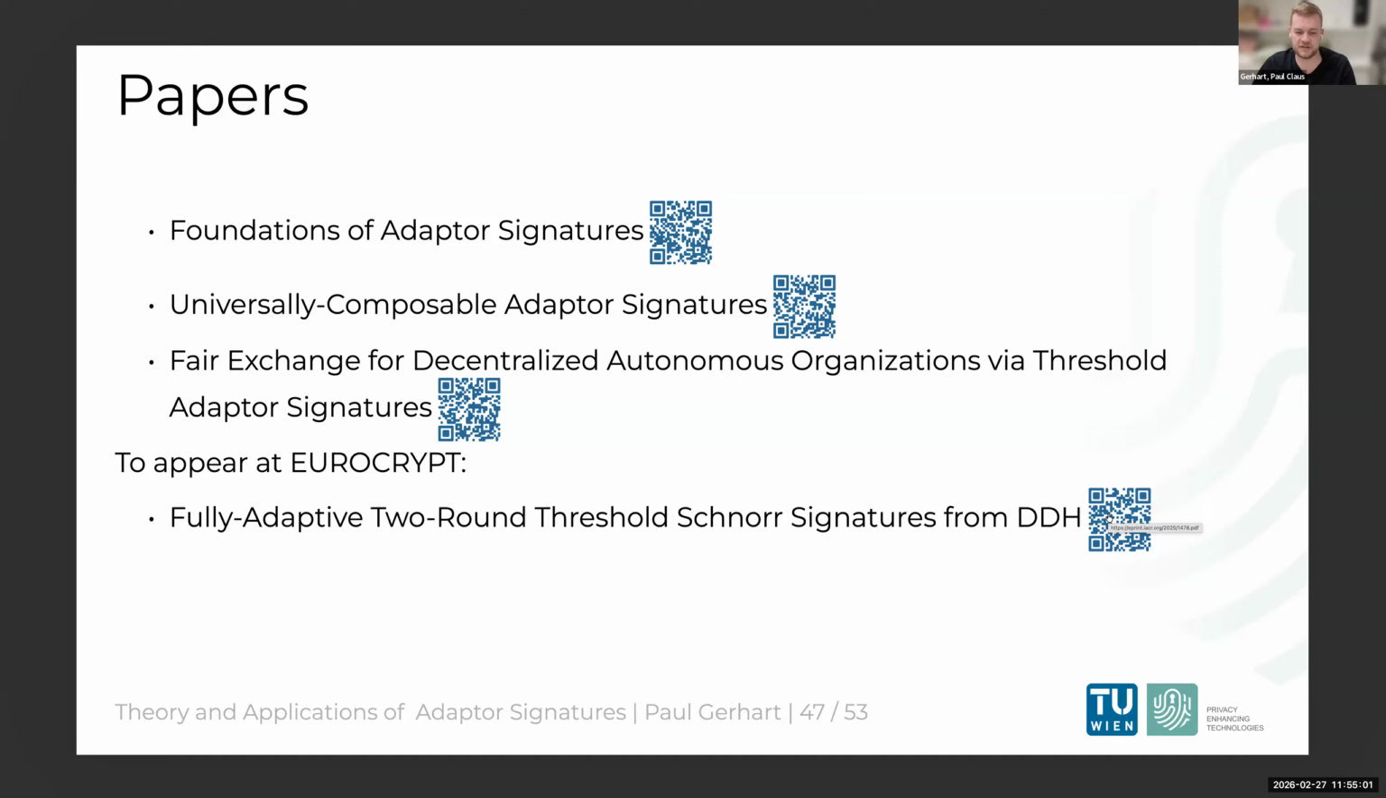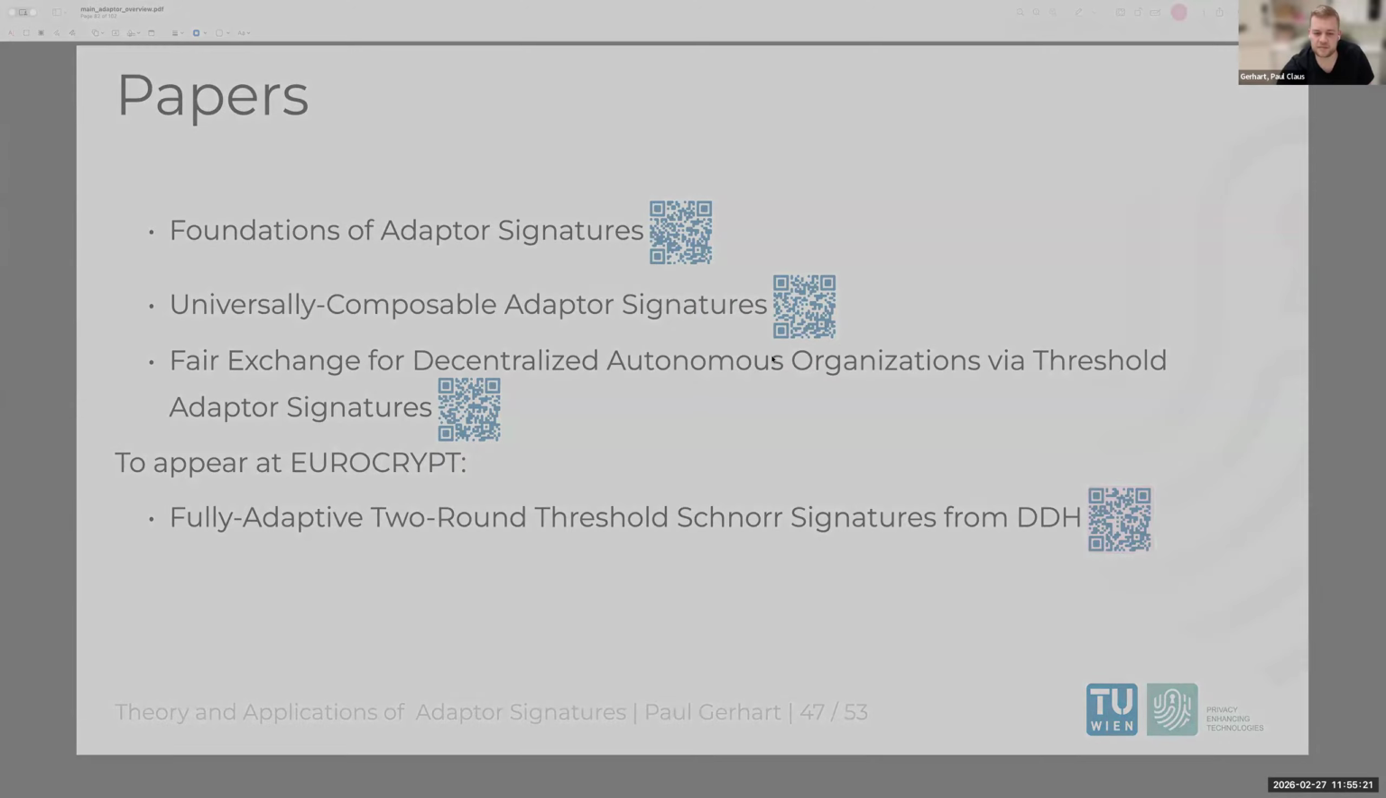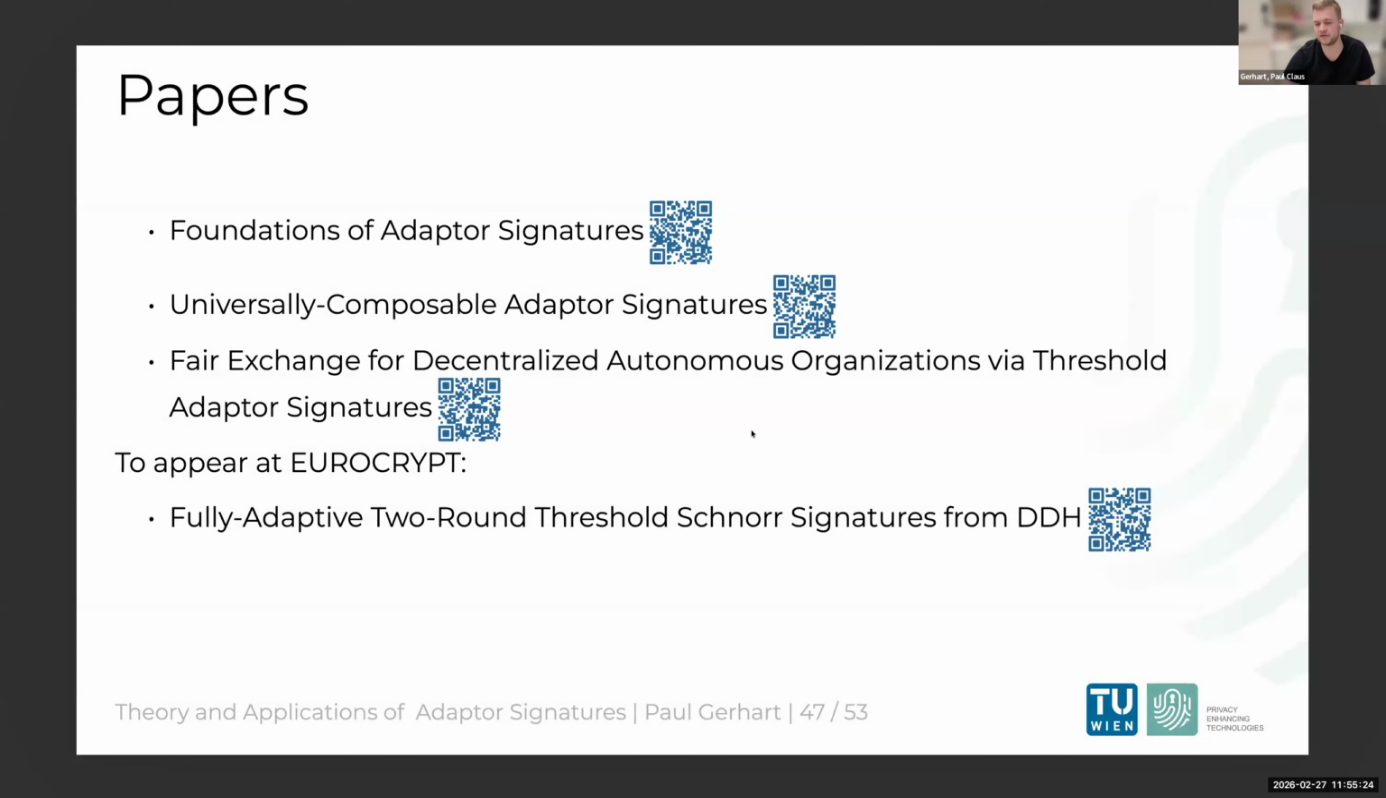And if you have adaptive security, before we made the paper, there were only 3-round schemes available. And what we found out is that if you use a special technique, which we call equivocable deterministic nonce derivation, you can actually boil down the existing 3-round protocols into 2 rounds. And the paper is also available on ePrint.